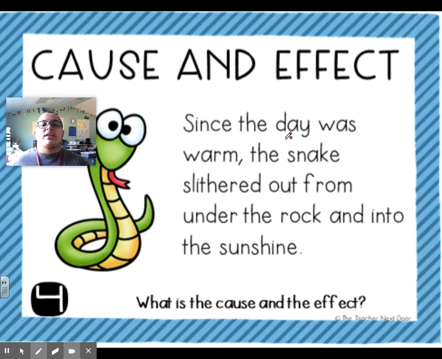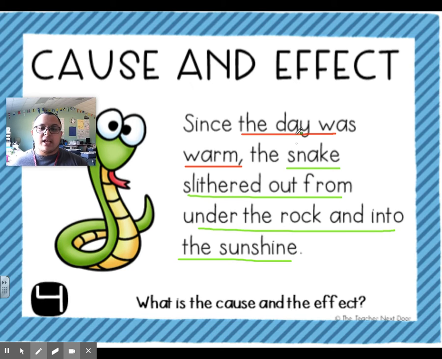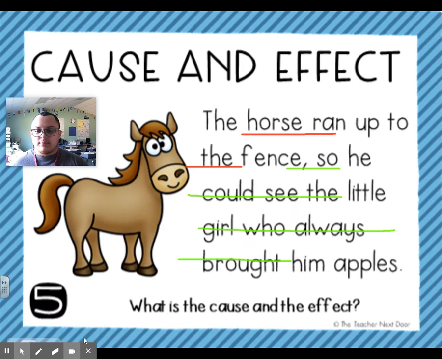All right. So the cause is that the day was warm. That caused something to happen. And the thing that happened is that the snake slithered out from under the rock into the sunshine. So because it was warm, the snake came out. Let's see if this does like the smart board. No.